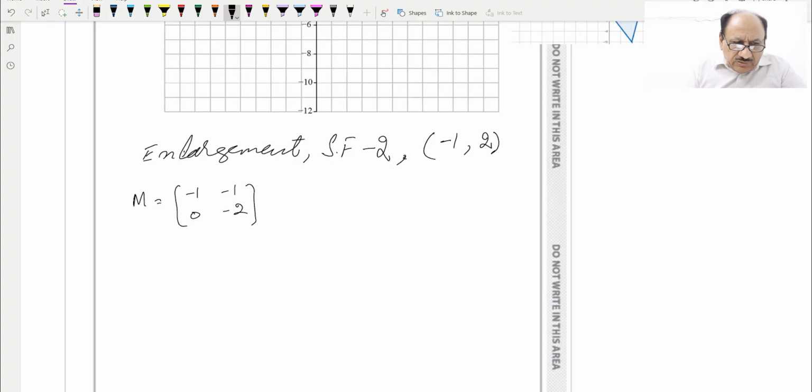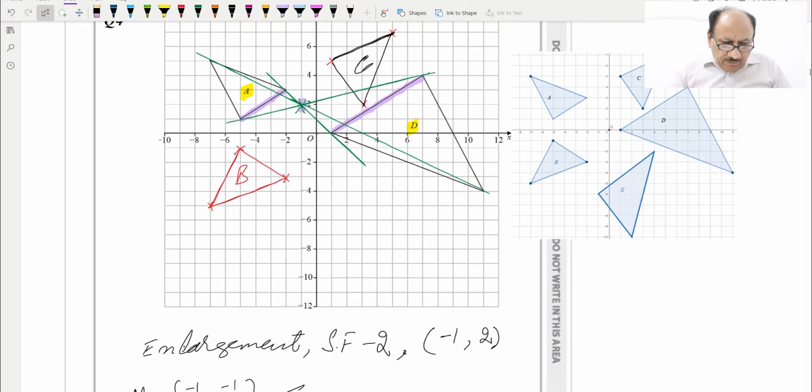Triangle A is transformed to triangle E under the transformation with the matrix M, where M is equal to this, which I have written on the grid. Draw and label the triangle E. So this transformation we have to apply on A. So we will check the coordinates of A.